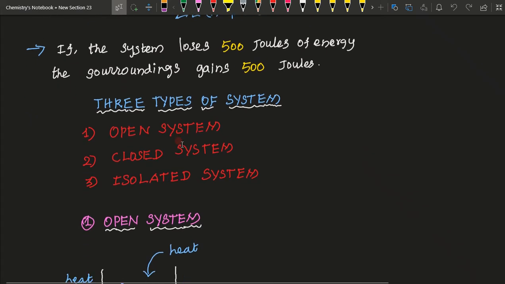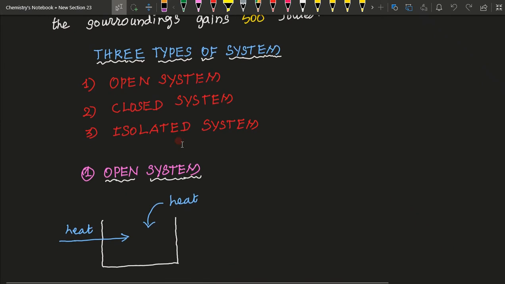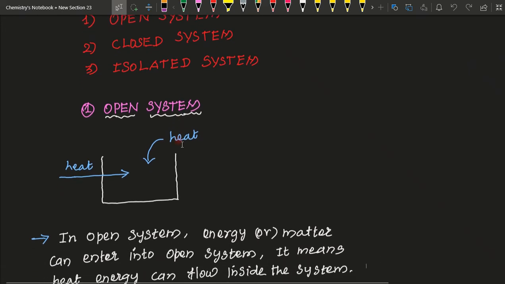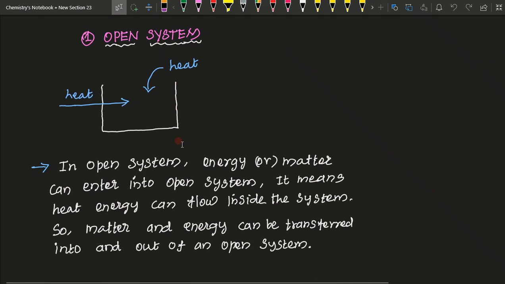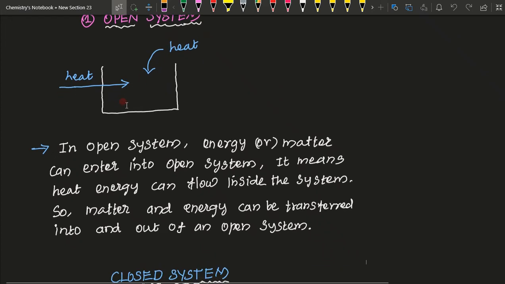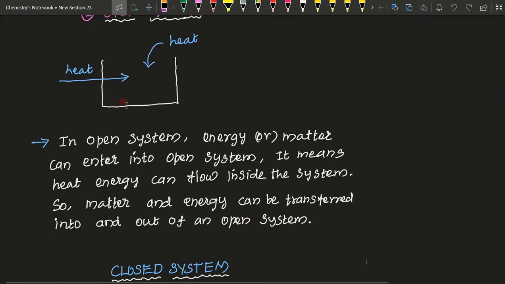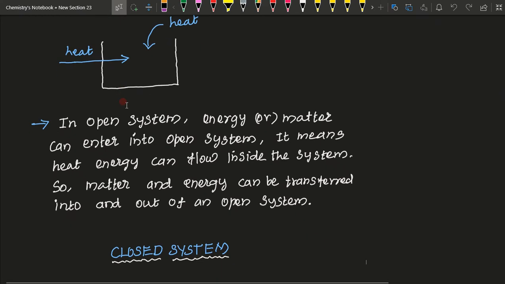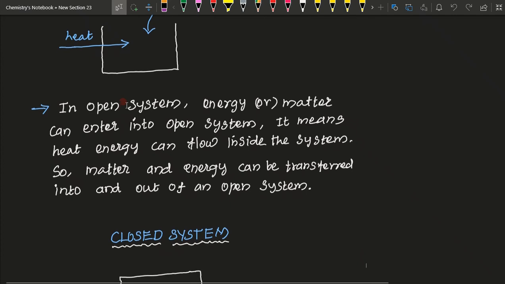There are three types of system. First one open system, second one closed system, third one isolated system. First we will see the open system. This is the system, and heat flows in this direction and in this direction. In an open system, energy or matter can enter the system. It means heat energy can flow inside the system. So matter and energy can be transferred into and out of an open system.